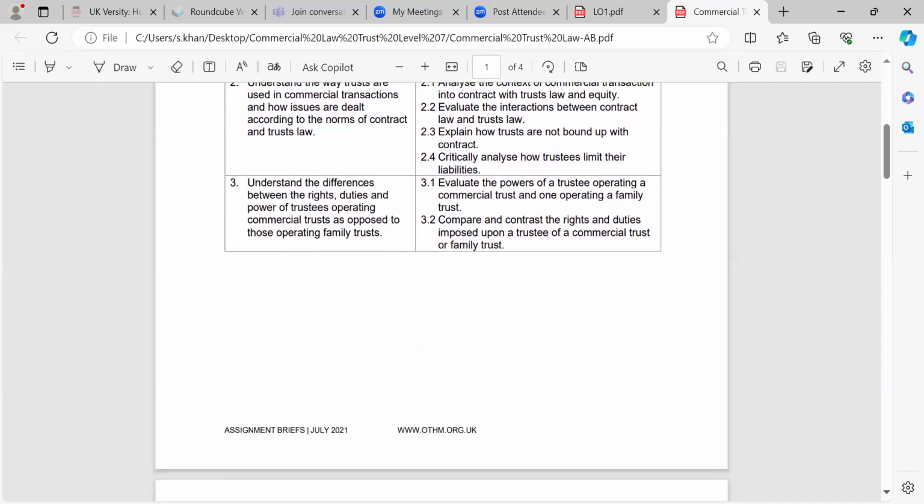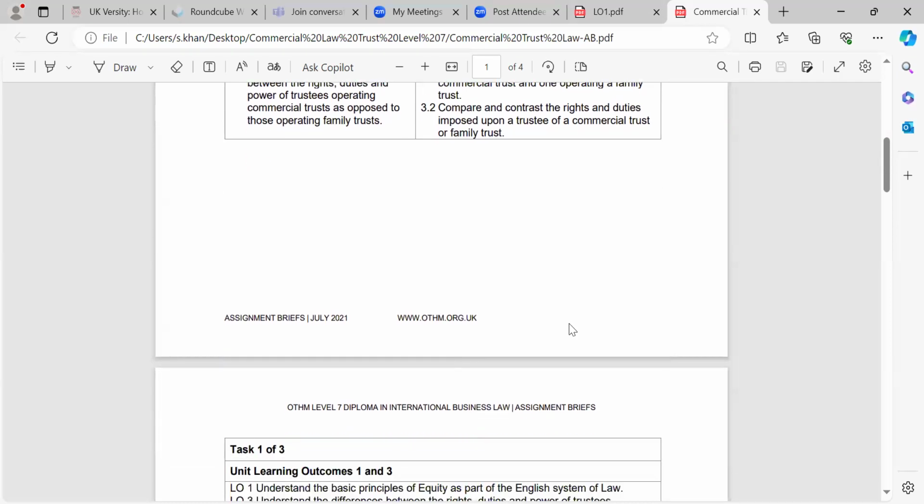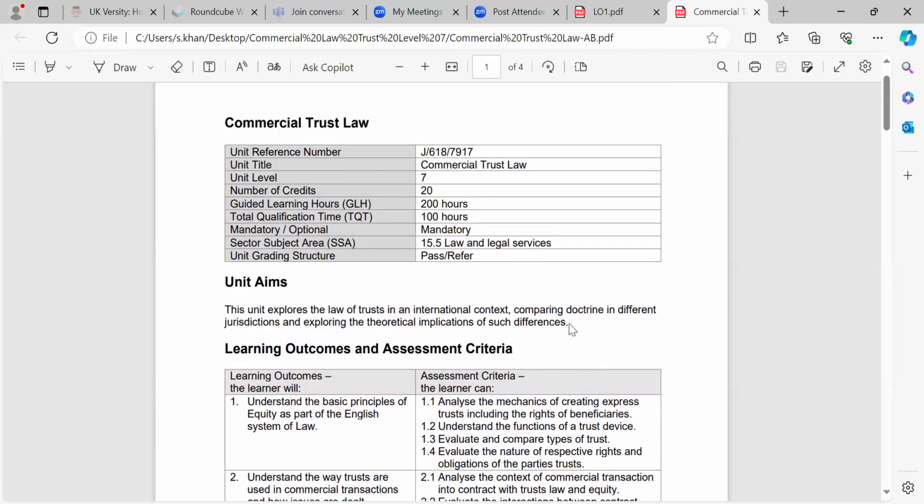Then we look at learning outcome 3, which is to understand the differences between the rights, duties and powers of trustees operating a commercial trust as opposed to those operating a family trust. So we look at 3.1, which is to evaluate the powers of a trustee operating a commercial trust and one operating a family trust. 3.2, to look at comparing and contrasting the rights and duties imposed upon a trustee of a commercial trust or a family trust. So these are elements that we'll be looking at in regards to the learning outcomes, and we'll be looking at the issue around learning outcome 1 first before we carry on.